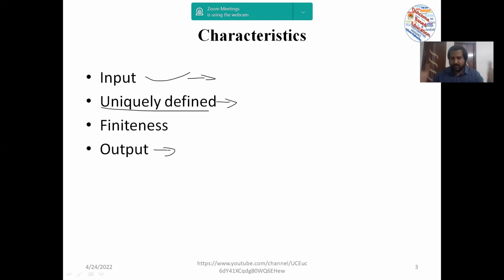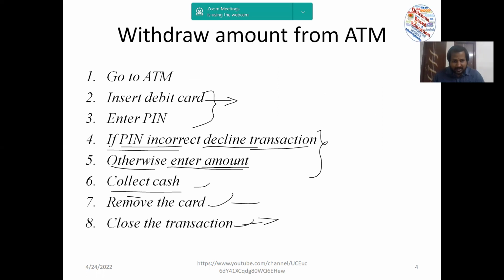If you are writing a huge set of programs, in that case one output of the program will become input to another program, which we will learn in later stages. So now, finiteness. There should be an ending to your problem. If there is an incorrect pin number, the system cannot wait for 1 hour or 2 hours for you to enter the correct pin. It will give you 1 or 2 or 3 chances. After that, it will take its own course to decline your transaction or block the card.